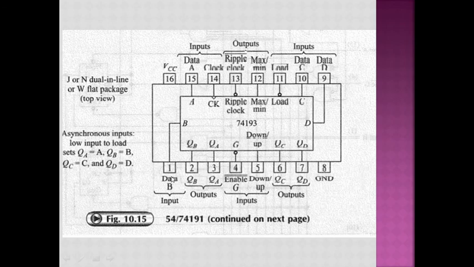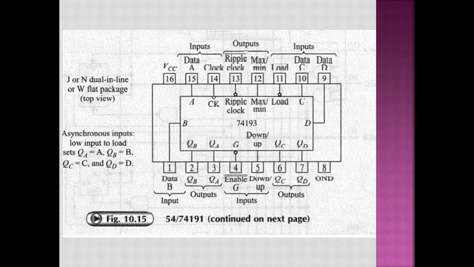Pin number 1 is the data input B. Pin numbers 9 and 10 are data inputs C and D, and pin number 15 is data input A. That means whichever state you want to precondition this counter to, that means you want to preset this counter to a particular state, the corresponding ABCD input has to be given, just like in the previous IC.